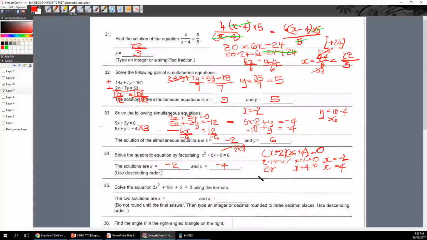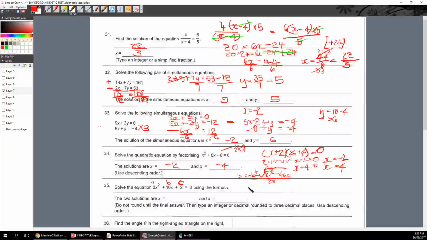Now, using the formula, we're going to need a bit of room for this one. The formula that they're referring to is x equals minus b plus or minus, because there's two solutions, the square root of b squared minus 4ac, all over 2a. Now a is the coefficient of x squared, b is the coefficient of x, and c is the constant term.